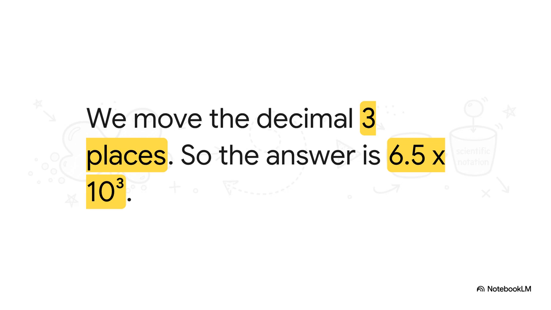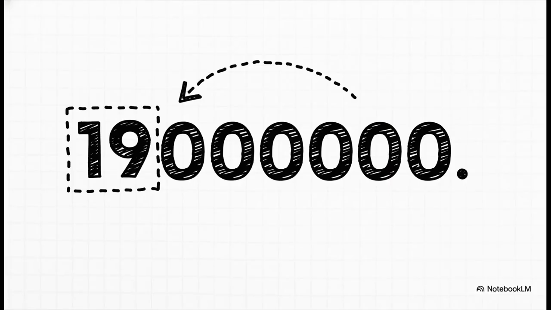And now for step 3, we count the jumps. So, starting from the end, we jump 1, 2, 3 places to the left. That little journey gives us our new number, 6.5, and it tells us our exponent is 3. So the final answer is 6.5 times 10 to the third power. See? Simple as that. All right, you ready to level up?